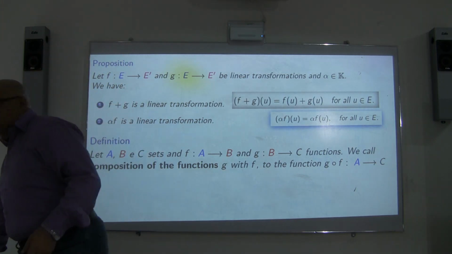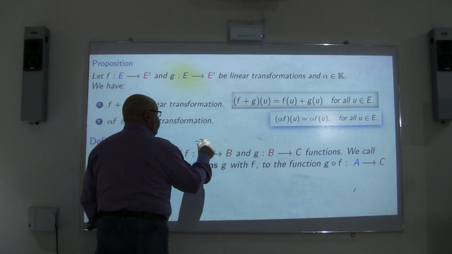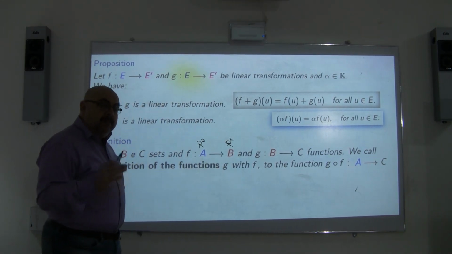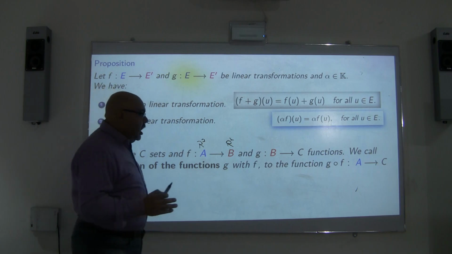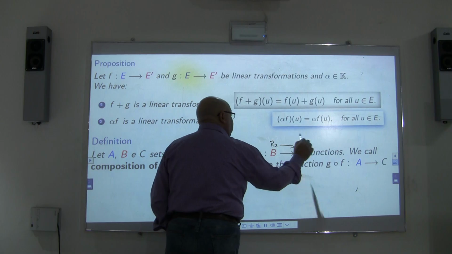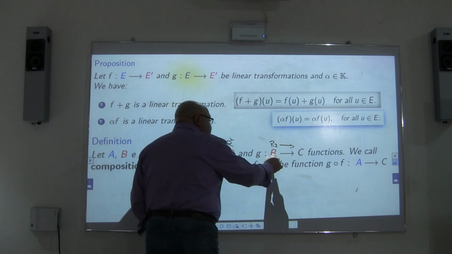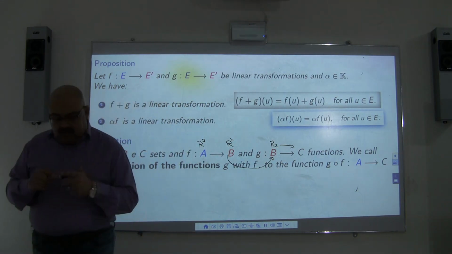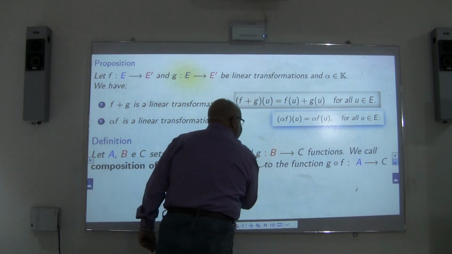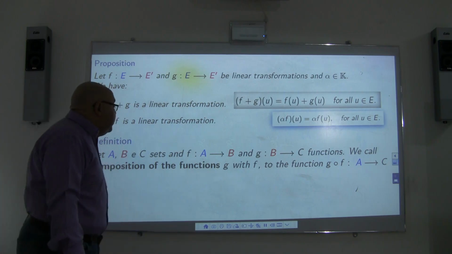For example, if I have F moving the stuff from R3 into R2, so G must take the transform from R2 into whatever you want to do. Am I right? Because the output here is going to be the input in G, and that's a very important remark you have to keep in mind. So if this transform happens, we call it a composite transform.